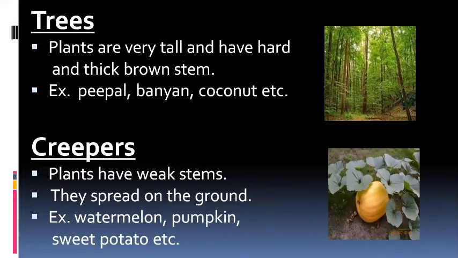So moving on to the next type of plant, that is the creepers. Creepers, as the name suggests, creep over the ground. There are certain plants which have weak stems and require the support of the ground, so they spread themselves over the ground to creep. Examples are watermelon, pumpkin, sweet potato, etc.